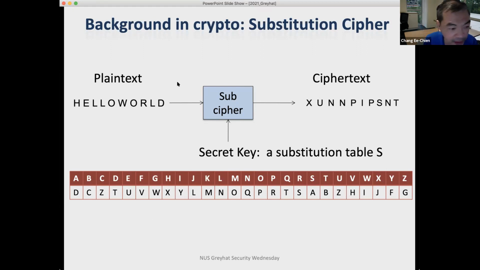Look up from this table. H corresponds to X, so you put X there. E corresponds to U, so you put a U there. L corresponds to N, and you put it there. So this is a simple substitution cipher. This is very weak, very vulnerable. We also know that by something called frequency analysis, we can decipher it by hand if we know that the plain text is an English sentence. So this is very weak and cannot be used.